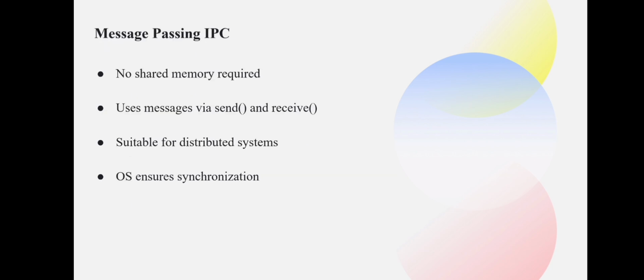Message passing IPC is a type of IPC mechanism that allows processes to communicate with each other by sending and receiving messages. In this approach, processes do not share a common memory space. Key characteristics: message-based communication, no shared memory, synchronous or asynchronous. Examples: pipe, message queue, remote procedure call.